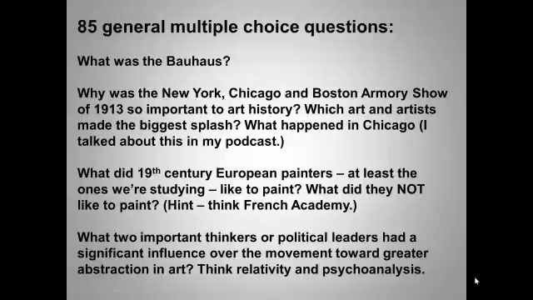Okay, no getting around it. This one's wicked. There are 85 general multiple choice questions, which tells you both how prominently the works from this unit featured on past AP exams, and also how many new questions I've been able to find. There are no matching questions. You've already had all of these on your quizzes.